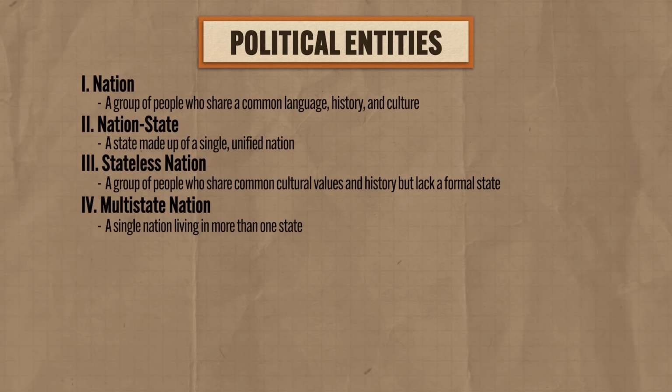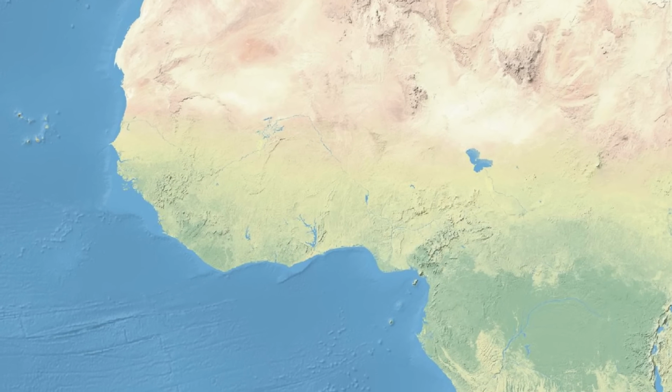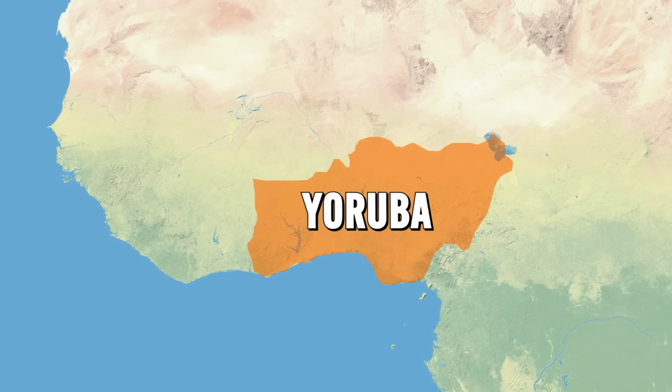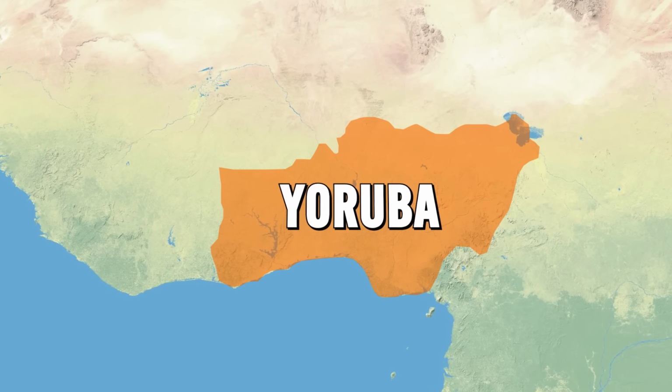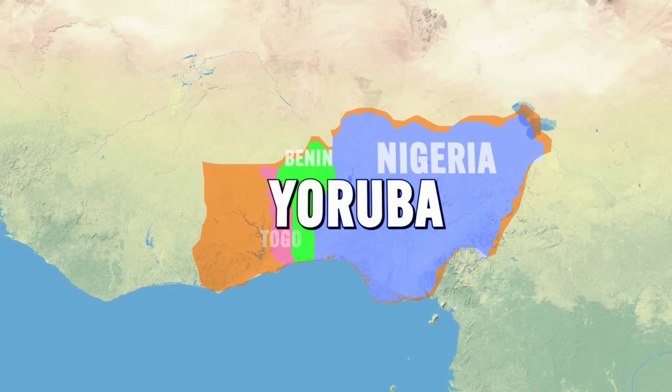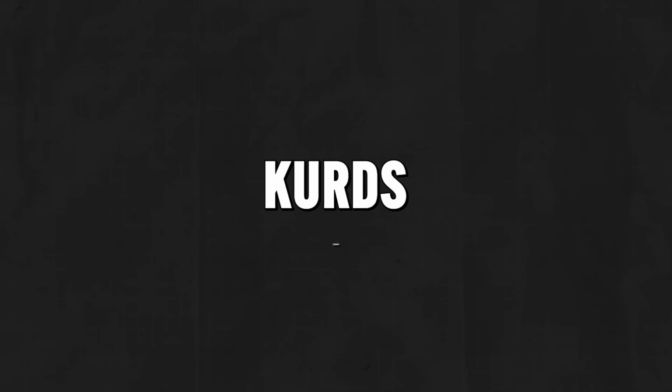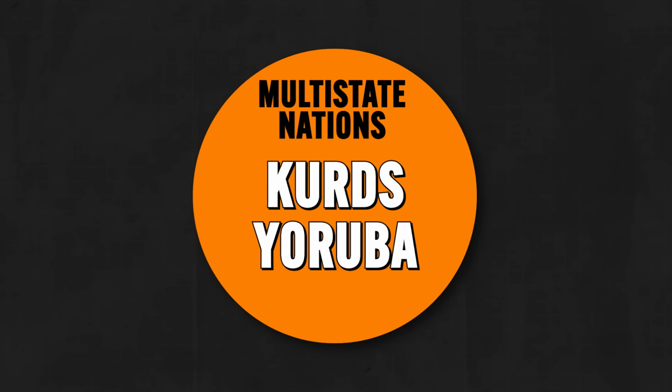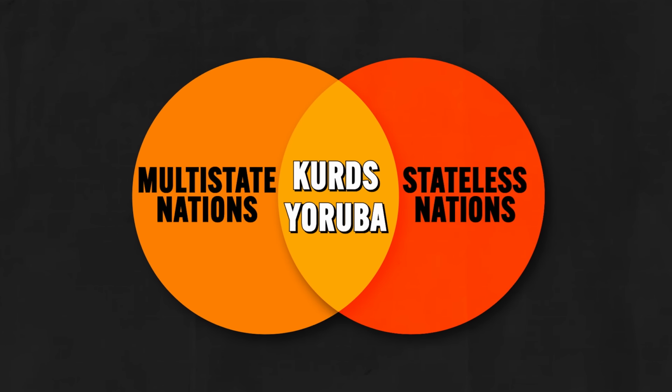Okay, the fourth kind of political entity is known as a multi-state nation, which describes a single nation living in more than one state. So the Kurds fit this description as well. But another example is the Yoruba people, who live in West Africa and are divided by the state boundaries of Nigeria, Benin, and Togo. Now, to further confuse you, the Kurds and Yoruba are multi-state nations, but they are also classified as stateless nations, see previous points.